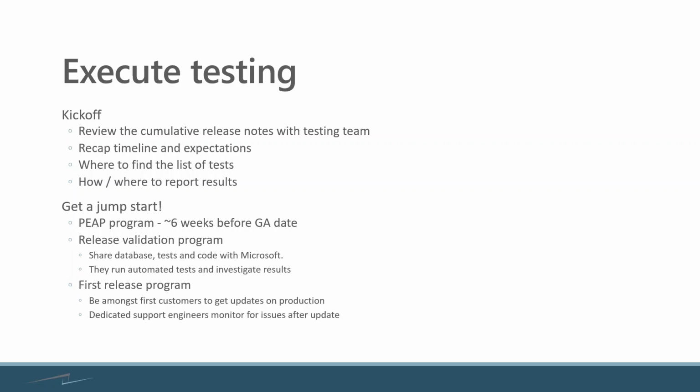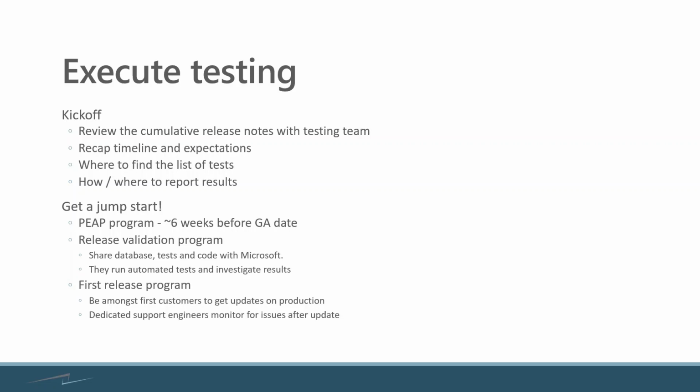One thing that we can do to get a jump start on testing is to join the PEEP program. This is the Preview Early Access program, and typically you'll get a PEEP drop of a release about 6 weeks before it's generally available. The PEEP releases are not final. Sometimes there are features that are added at the last minute to the GA release that were not in the PEEP release. Sometimes they remove things from the PEEP release if there turns out to be a quality issue with it. But it's a good way to get a jump start, and there's generally a pretty low barrier of entry of joining the PEEP program.